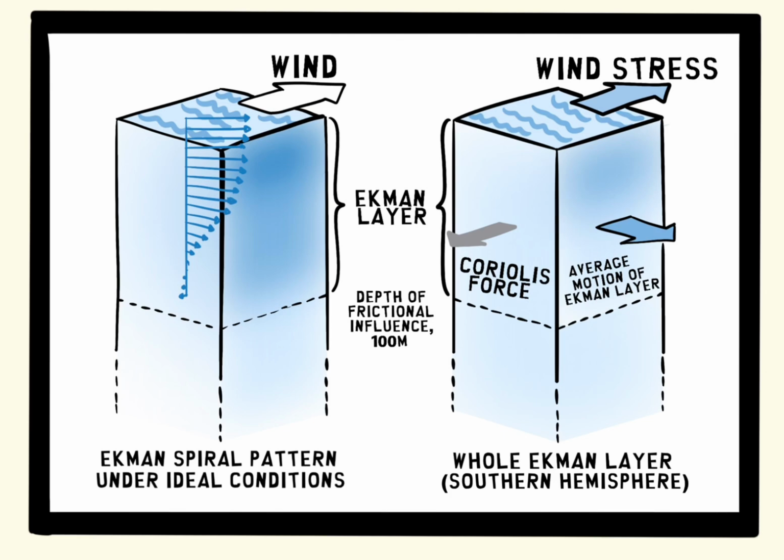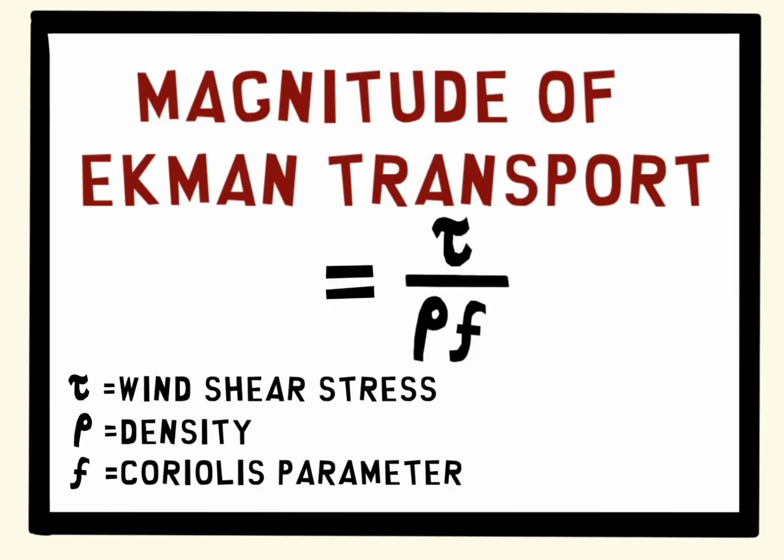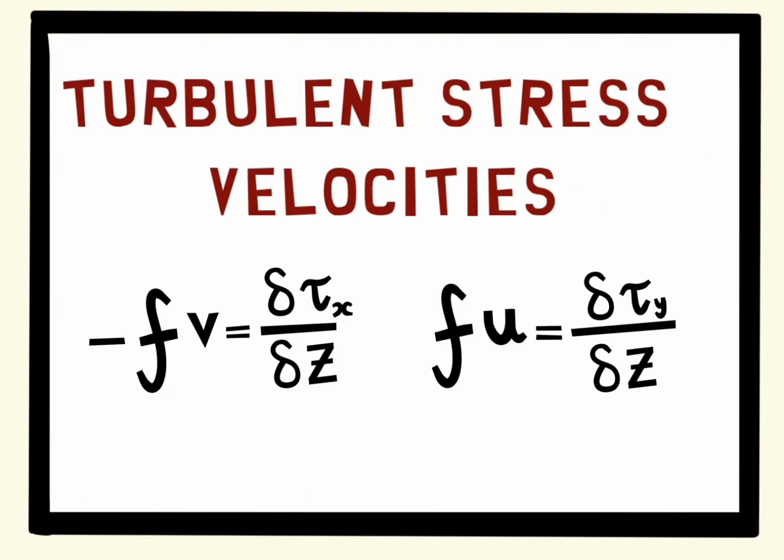Boundary layers, including the ocean's wind-forced surface and the friction-influenced seafloor, are where Ekman transport arises, governed primarily by frictional forces and the Coriolis effect. The magnitude of Ekman transport is equal to the wind shear stress over the density times the Coriolis parameter. Here we can see steady-state horizontal momentum equations for the surface of an Ekman layer, where tau x and tau y are components of the turbulent stress vector in the x and y directions.